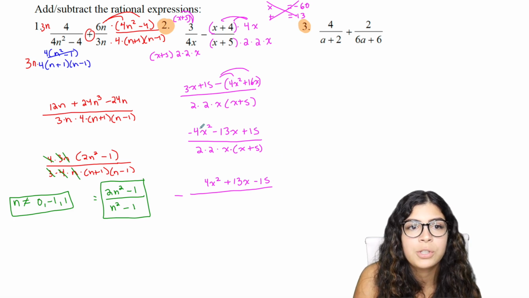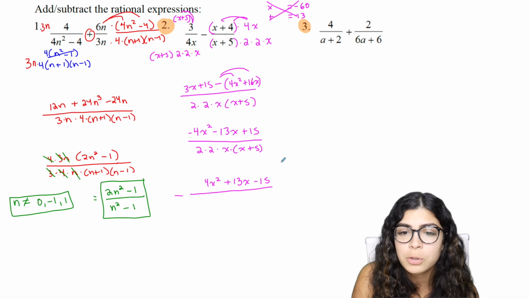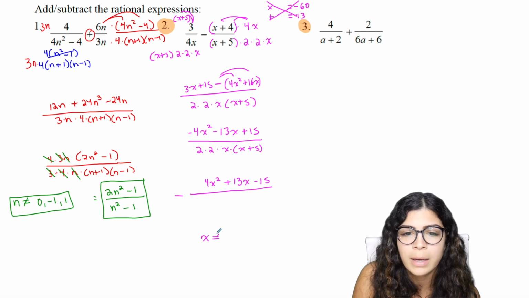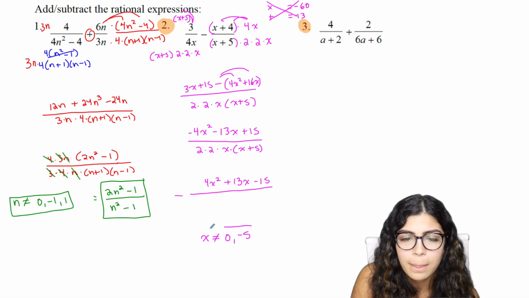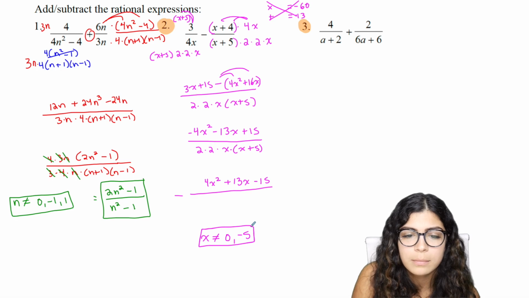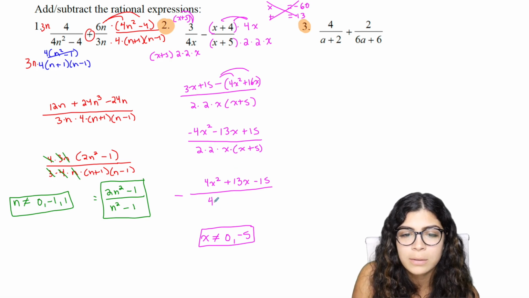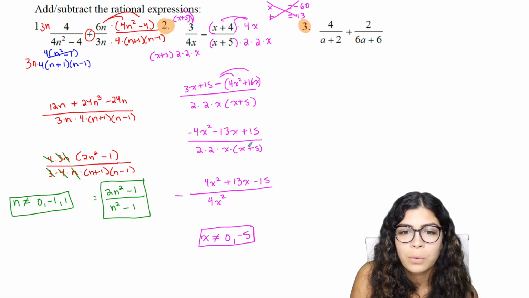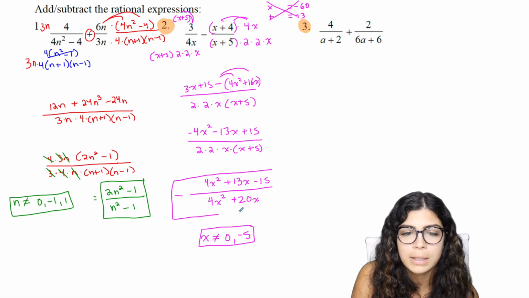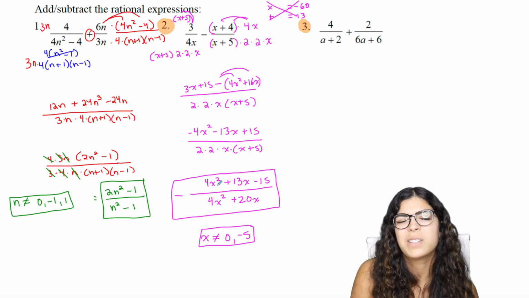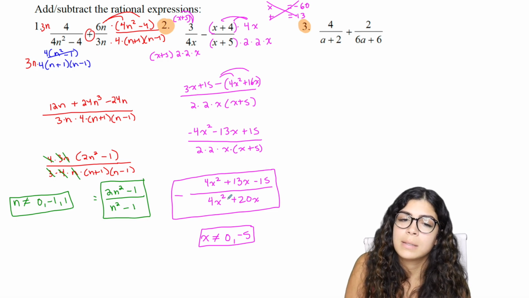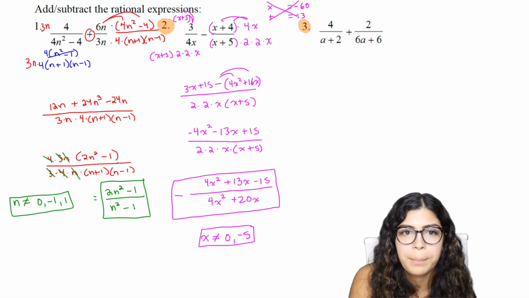And then the denominator, we just need to multiply them all out. Actually, before I multiply them all out, let's go ahead and write our excluded values. X cannot be 0 or negative 5. And then in the denominator, 2 times 2 is 4, times x would be 4x. 4x times x would be 4x squared, and 4x times 5 would be 20x. So this is our final answer, because we weren't able to factor the numerator to cancel out any common factors on top and bottom.